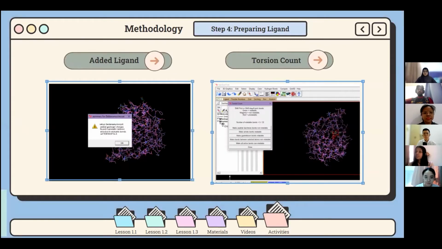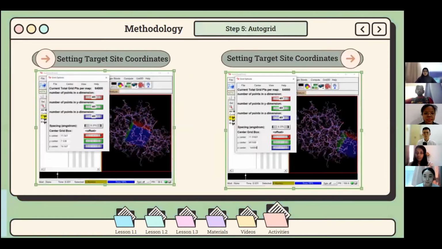Likewise, the ligand is prepared in AutoDock and the torsion count is checked to ensure it has a rotatable bond of at least one for docking. Next, I will pass to the next presenter, Wei Long.